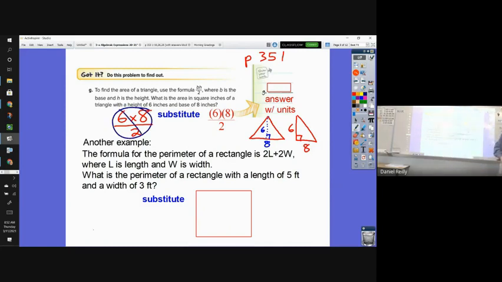Okay, 6 times 8 divided by 2, which is 24. So my answer is 24 square inches, because it's area. Area is inches times inches, so the units is inches times inches. It's actually squares, okay?